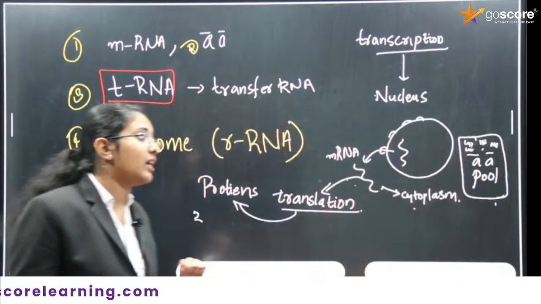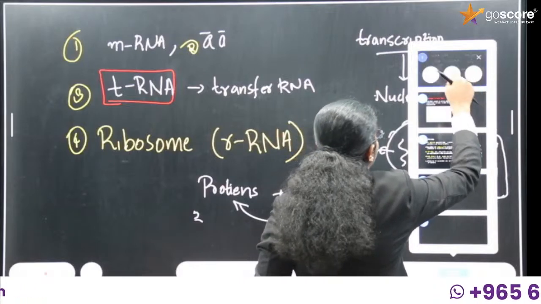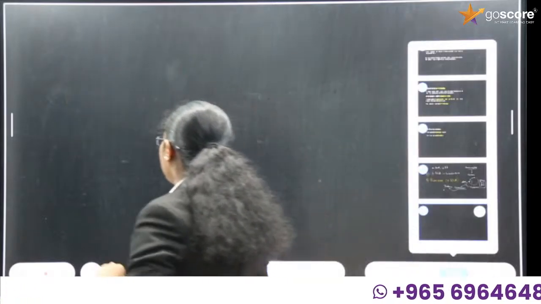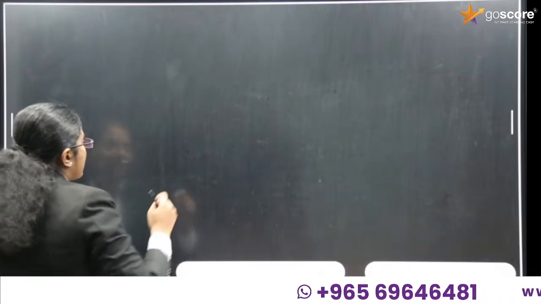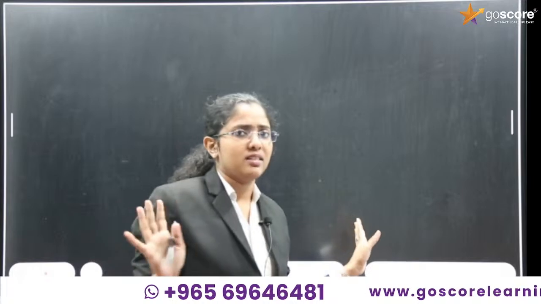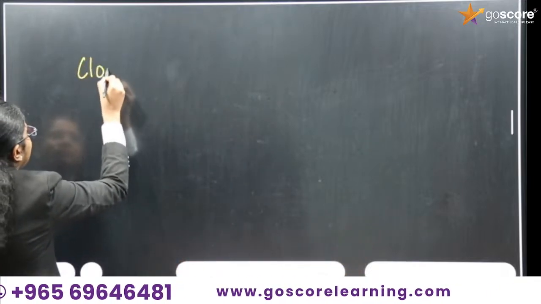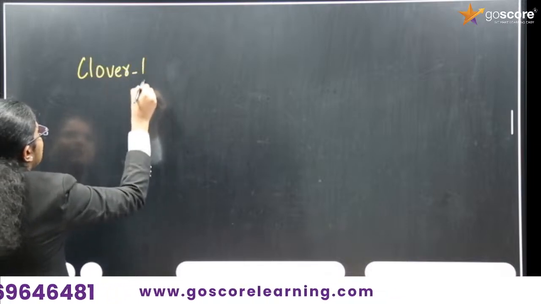Let's see the structure of tRNA, or transfer RNA. If you are considering the structure of transfer RNA, it is a clover leaf structure. What leaf is it? Clover leaf structure.